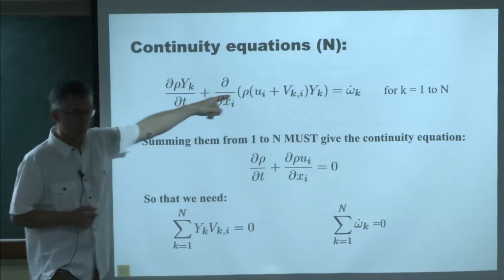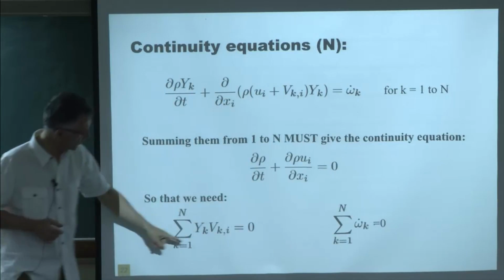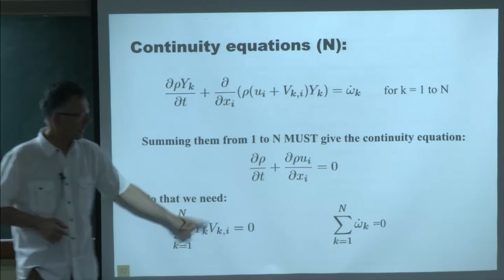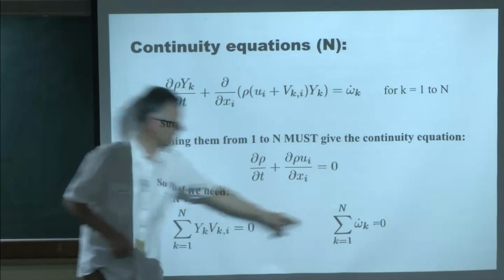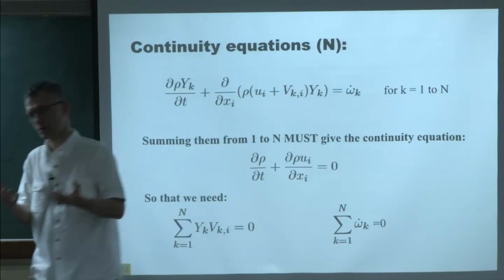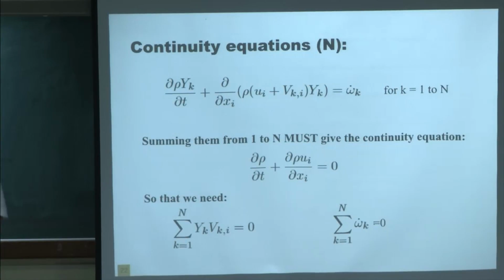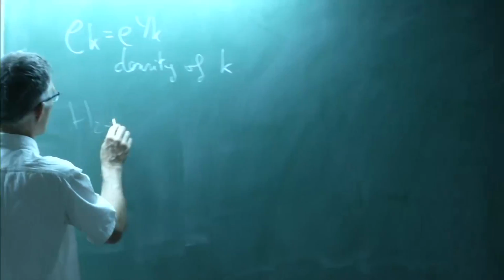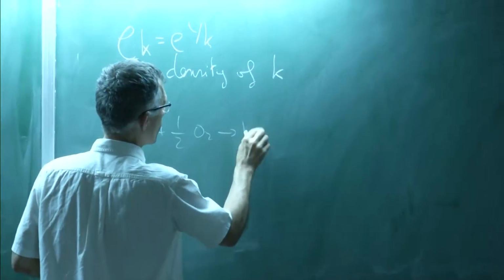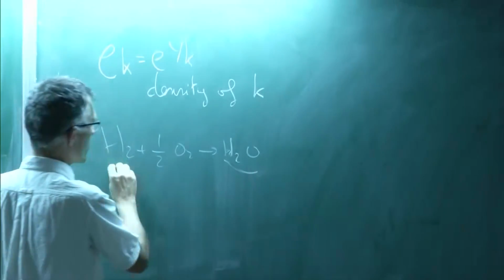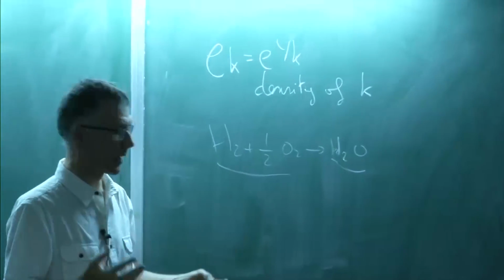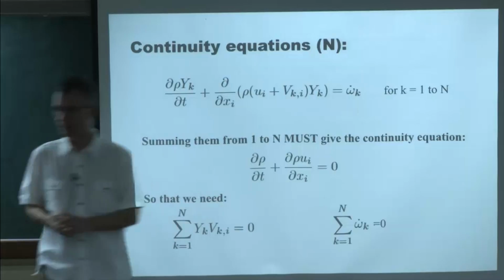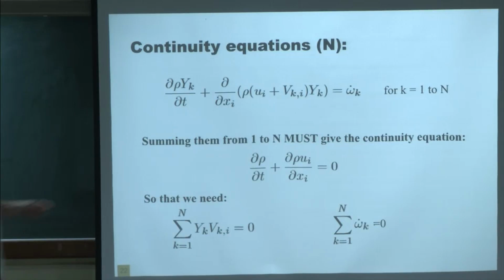If you sum all these equations over k from 1 to n, you see that the diffusion velocities must be such that the sum of Yk Vk equals 0, and the sum of the reaction rates must be 0. This is normal, because combustion, the way we do it, does not change mass. It conserves mass. When you write an equation like H2 plus 1/2 O2 goes to H2O, the mass of this is equal to the mass of that. So if you write your reaction rates in a consistent way, normally the sum of the reaction rates is always going to be 0.